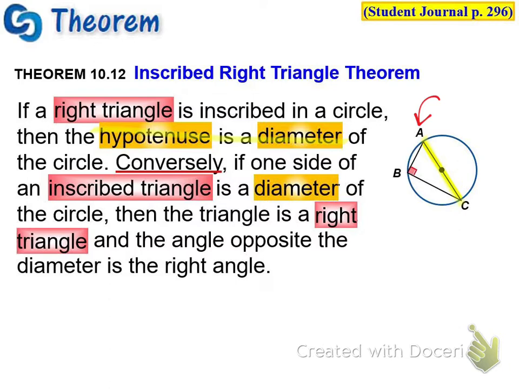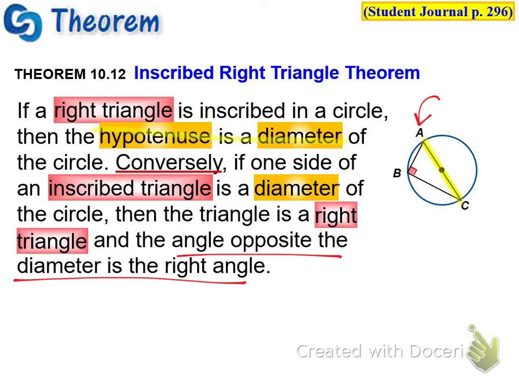Okay, so conversely, if one side of an inscribed triangle is the diameter, just like so, then that means the angle opposite, which is your last blank, the angle opposite the diameter is the right angle. This is your last big blank. The angle opposite the diameter is the right angle. I'm going to tell you why you care. The angle opposite the diameter is the right angle.